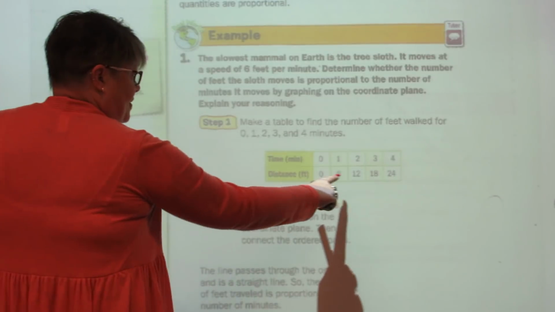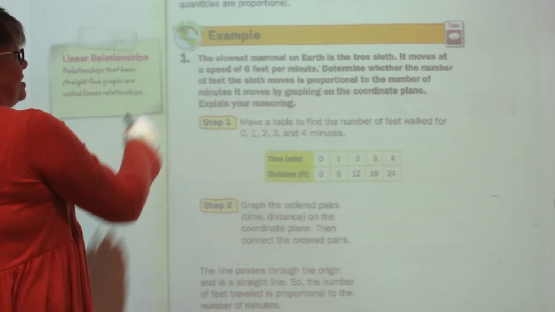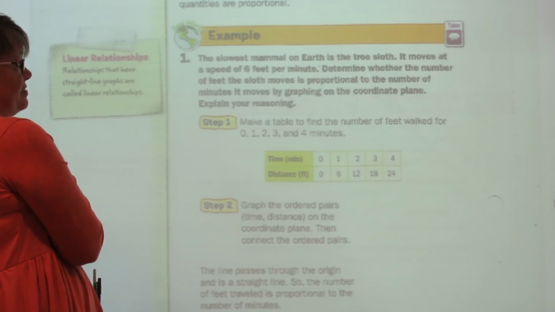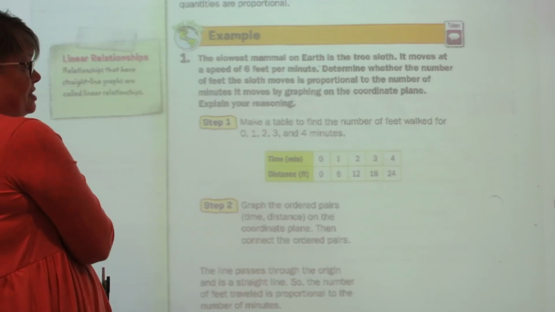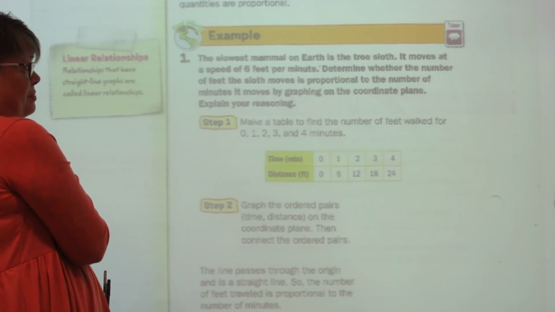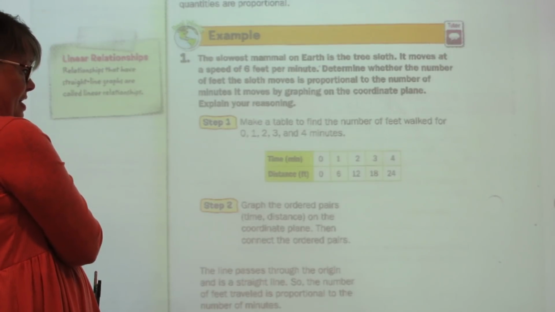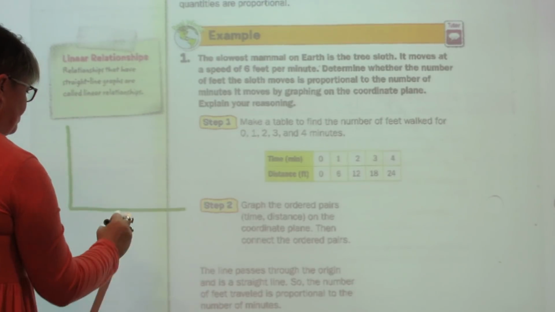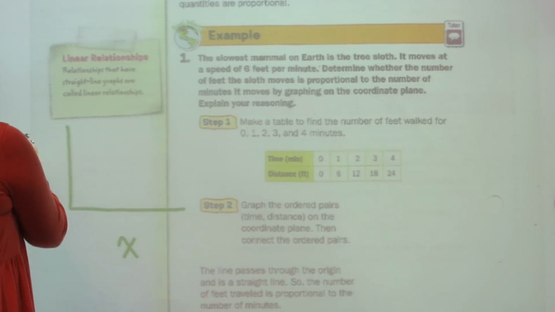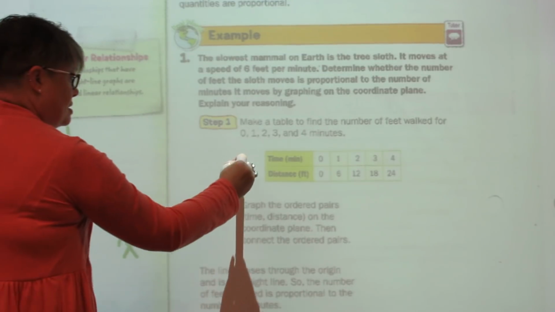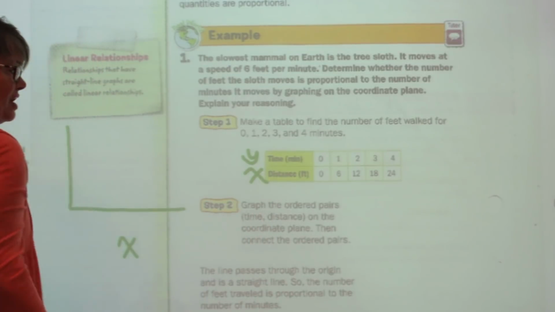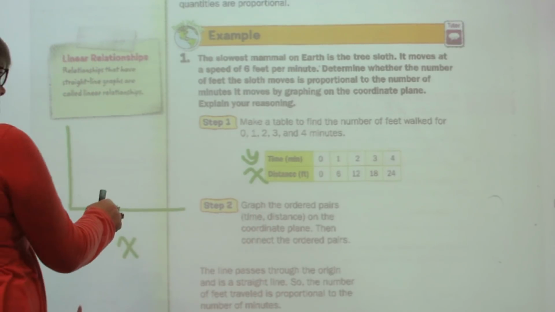Okay? So if I was going to make a table to represent the slowest mammal on Earth, a tree sloth, it moves at a speed of 6 feet per minute. Determine whether the number of feet the sloth moves is proportional to the number of minutes it moves by graphing it on the coordinate plane. So if I was going to look at this on a coordinate plane, I have my x values and my y values. Y is always given first in the table, and the x values are given second. Okay?